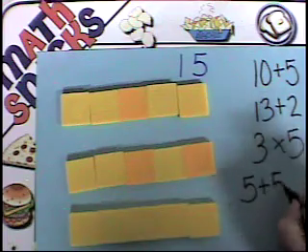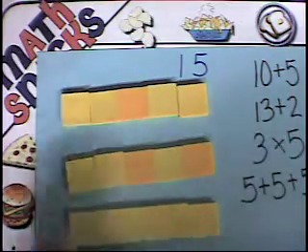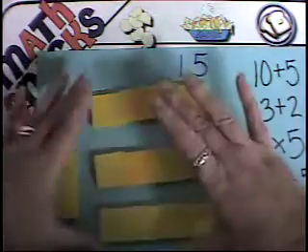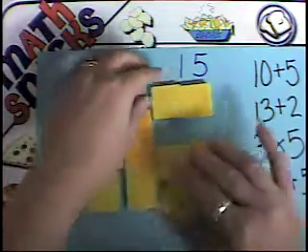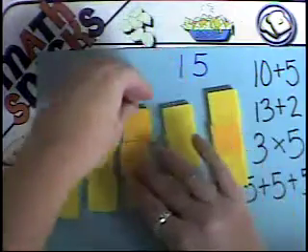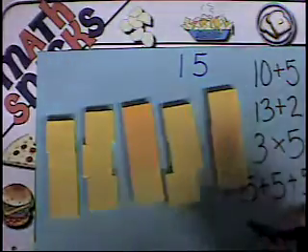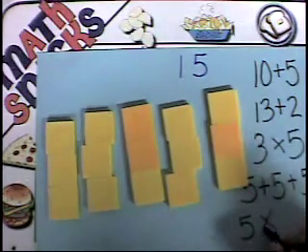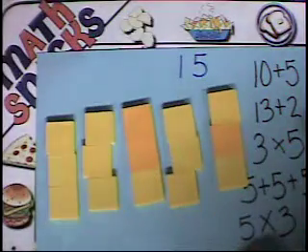Do you have some other ways? How about if we group them this way? And we have 5 groups of 3. I'm going to group them this way. 5 groups of 3. So that would be 5 times 3. They look exactly alike, but they're turned around. But they mean the same thing.